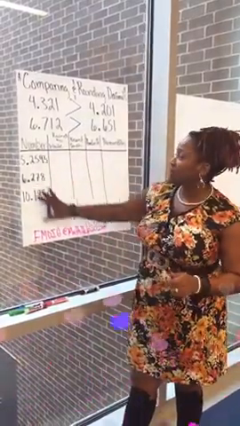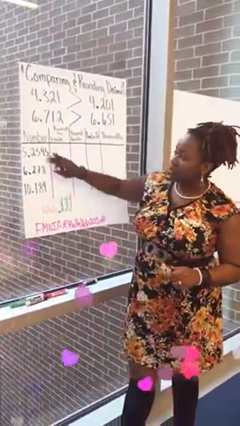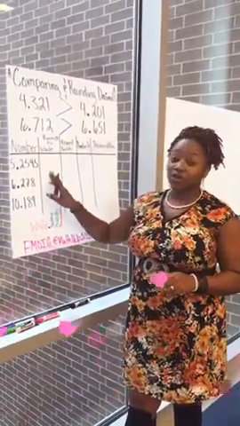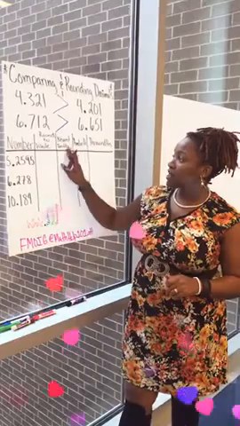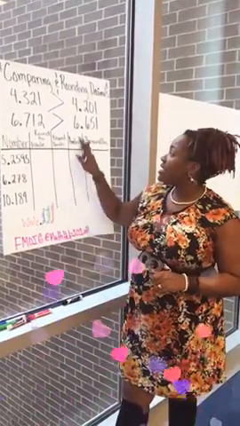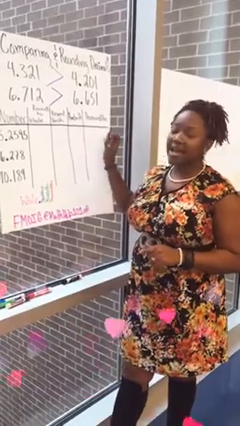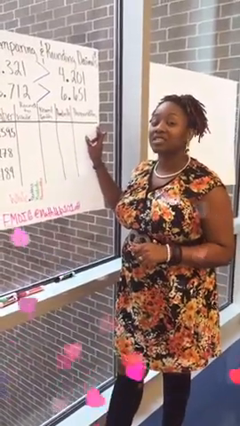So here we're going to quickly fill out this chart. We have these 3 numbers here, and we need to, in this column, round to the nearest whole number. In the next column, we're going to round this number to the nearest tenth. In the following column, we're going to round to the nearest hundredth. And last but not least, we're going to round to the nearest thousandth.